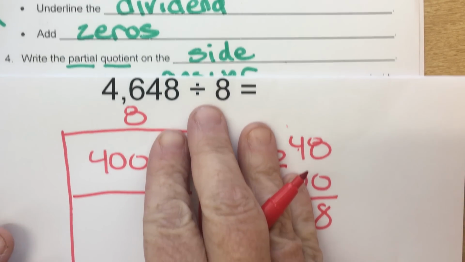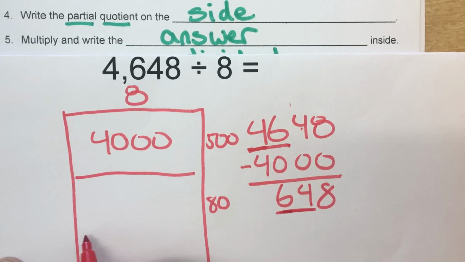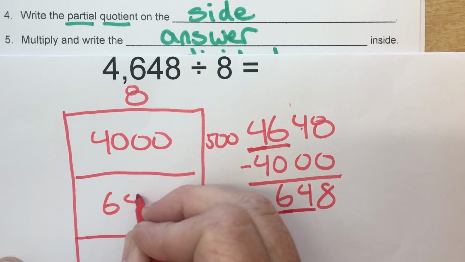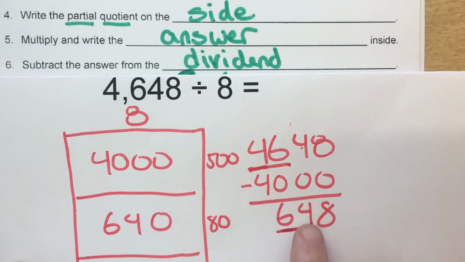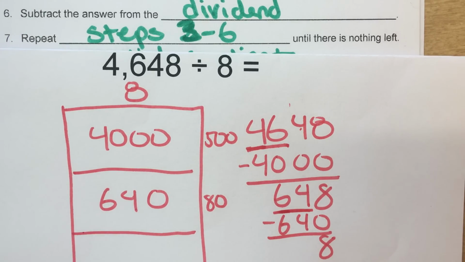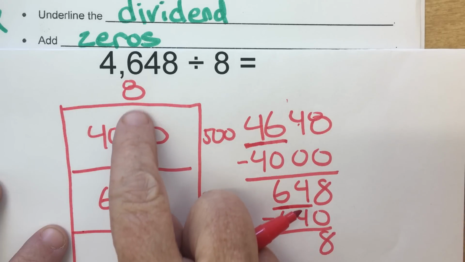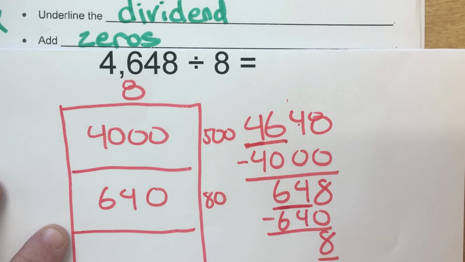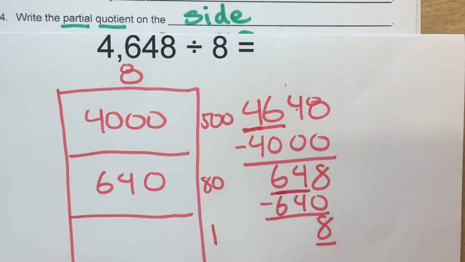Okay, so step 4 says write it on the side. I did. Step 5 is multiply and write the answer inside. 8 times 8 is 64, and add my 0. Step 6 says I'm going to subtract this answer from my dividend. And step 7 says I'm going to repeat the steps until there's nothing left. Well, there is something left, so I have to go back to step 3. Okay, how many times can 8 fit into 8? Hopefully we know that's just going to be 1. And there's no extra number, so it's just going to be 1. And then I go to step 4, and I wrote it on the side.